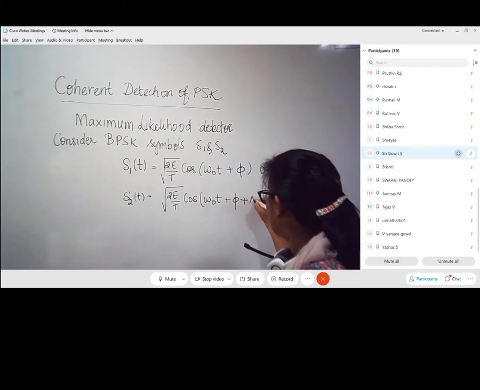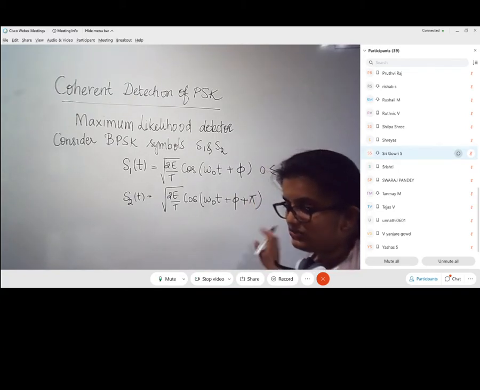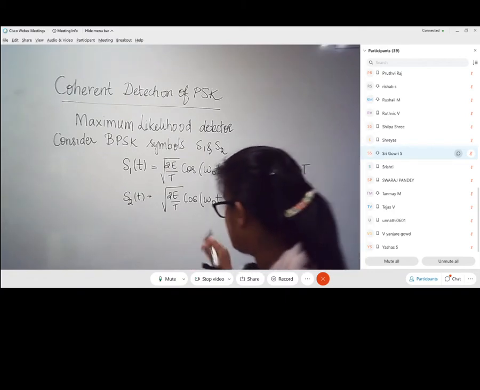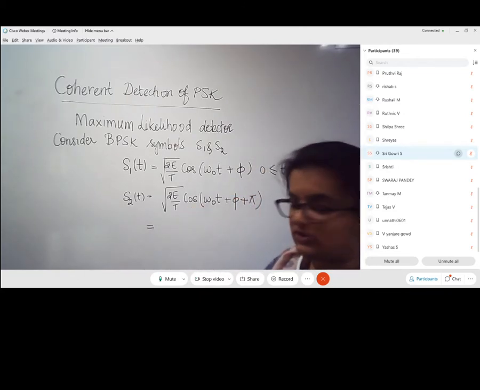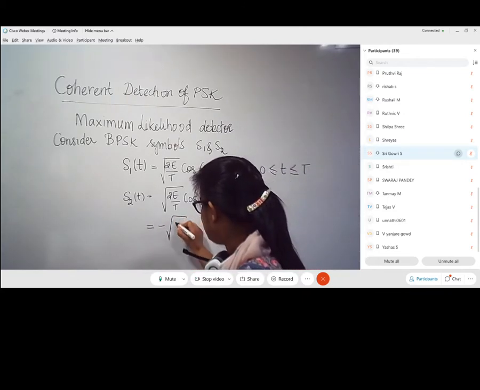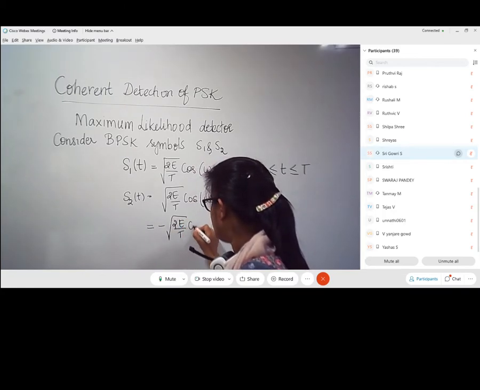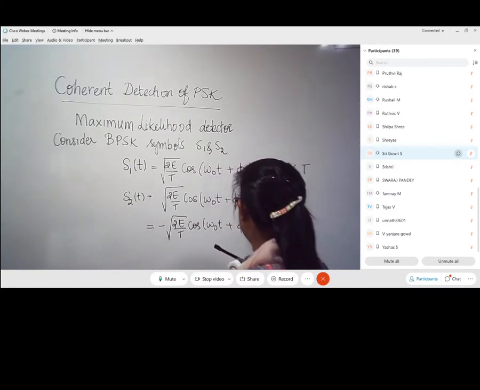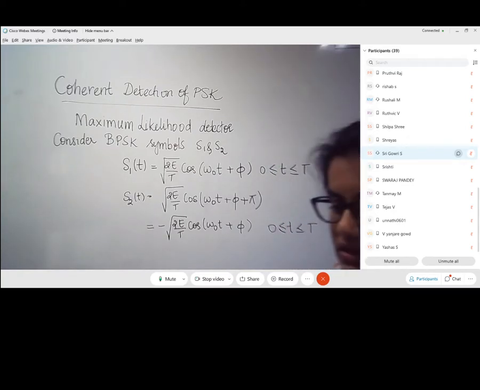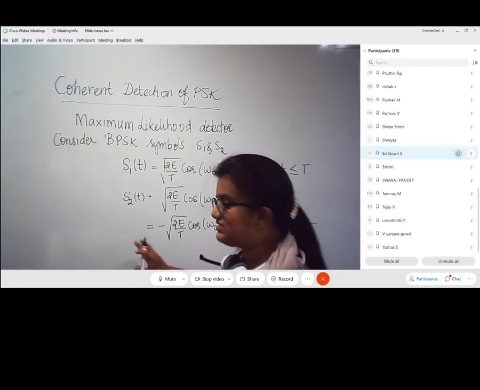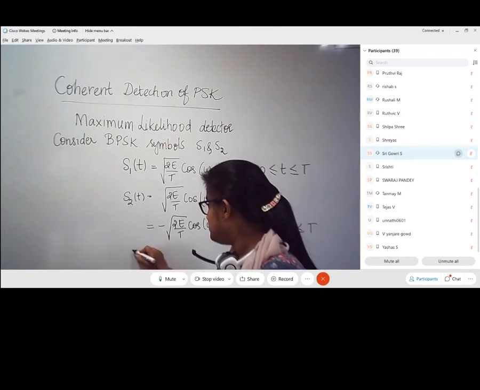So therefore the phase of 180 degrees gets added, and this is also going to be sent over one symbol duration. But we can further reduce it, because cos of theta plus pi will be equal to minus cos theta. So I can write this as minus root 2E by T into cos of omega naught t plus phi. So this will be sent across the channel within one symbol duration. That is, the symbol with the negative amplitude will be sent over the channel for the transmission of the second BPSK symbol.